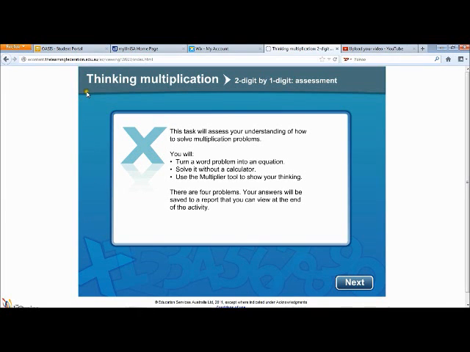This is going to take you through the thinking multiplication tool. This task will assess your understanding of how to solve multiplication problems. So first of all, you're going to turn a word problem into an equation. Solve it without a calculator by using the multiplier tool to show your thinking.